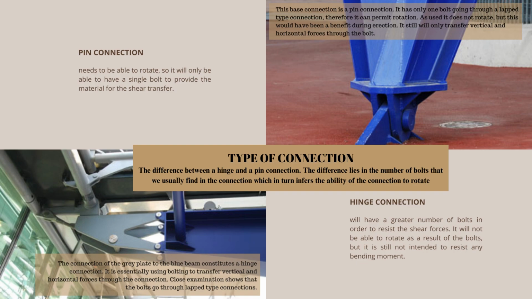Next, it is a hinge connection. A hinge connection will have a greater number of bolts in order to resist the shear force. It will not be able to rotate as a result of the bolts, but it is still intended to resist any bending moment. A hinge connection is rather a large category of frame connections that include many types that are either not intended to rotate or not designed to resist rotation. Vertical and horizontal forces are transferred through these joints.